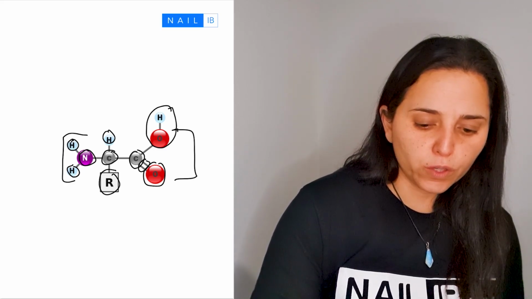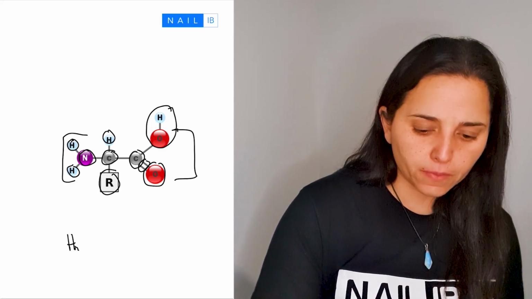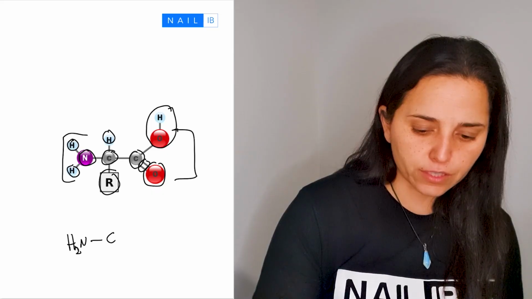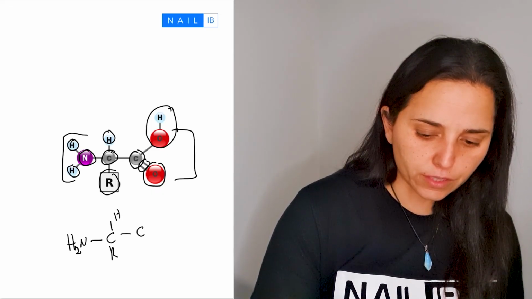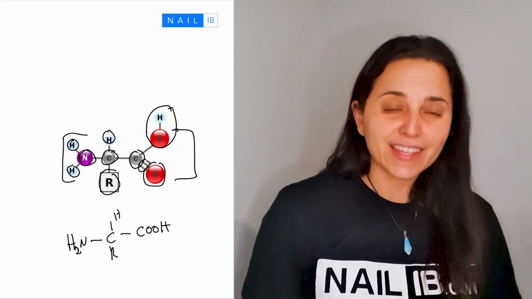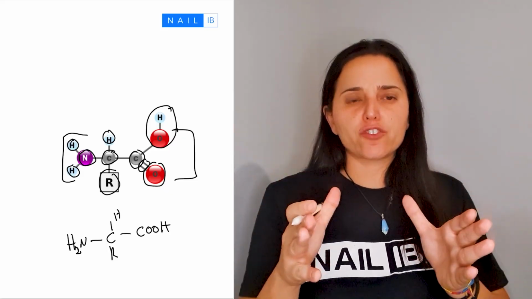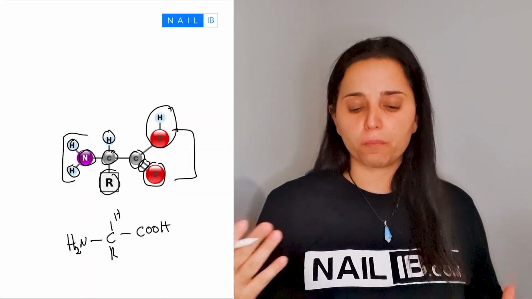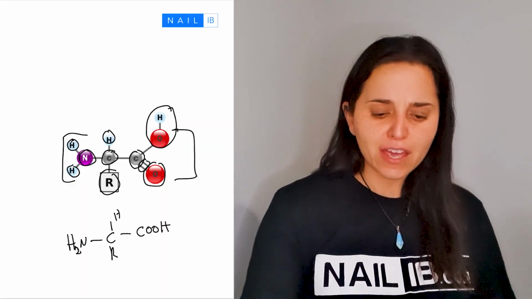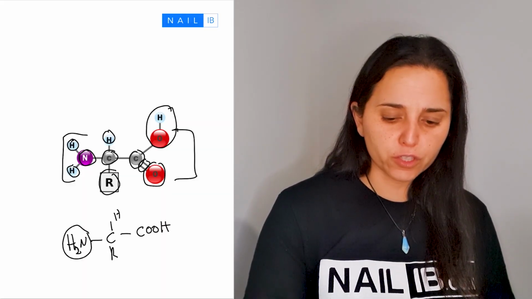Sometimes you will see drawings showing this as H2N-C, H, R, and then you will have the COOH. This is a more condensed structure drawing, but it's still the same thing. So don't get confused or panic, it's the same thing. It's just putting the elements closer to each other.